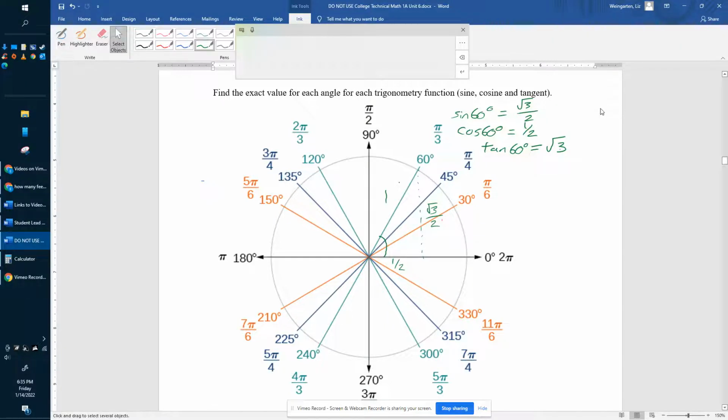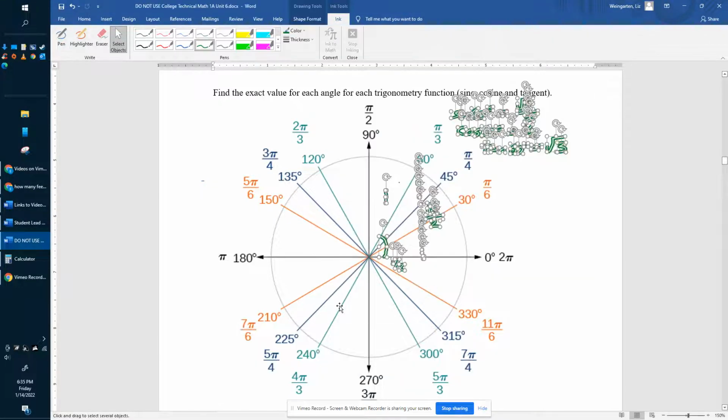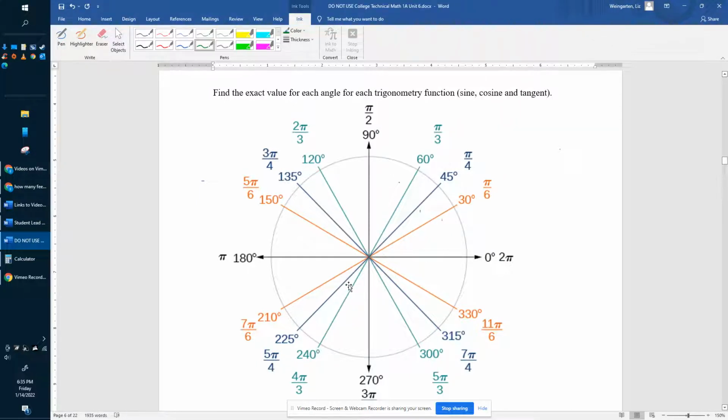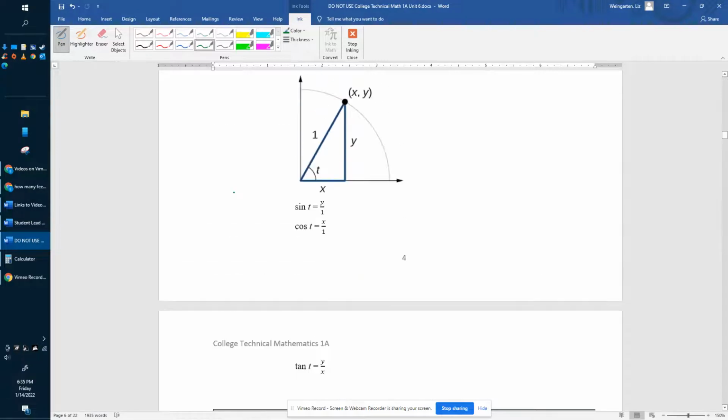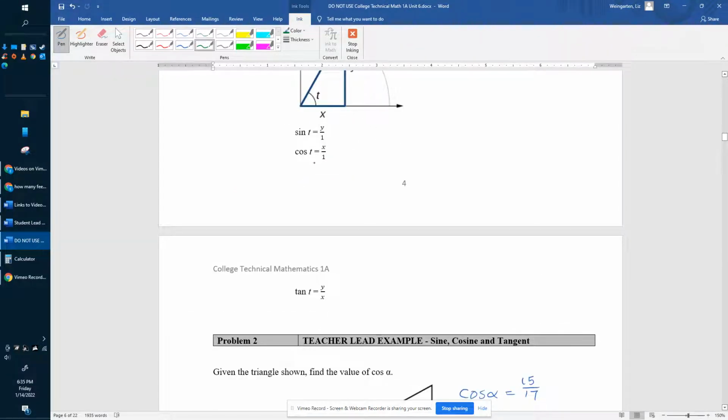All right, I'll get rid of that. We can look at 90 degrees. How is this even going to work? We have a 90-degree angle, but we can't make a triangle with it. So what are we going to do? All we have is this line that's of length 1. Well, look up here and we see sine of t equals y over 1, cosine of t equals x over 1. This has proven true so far.